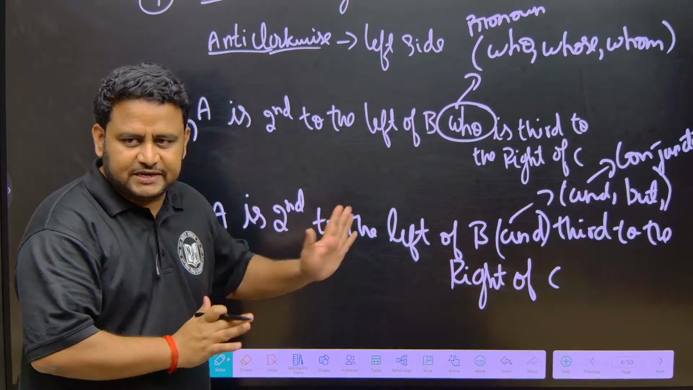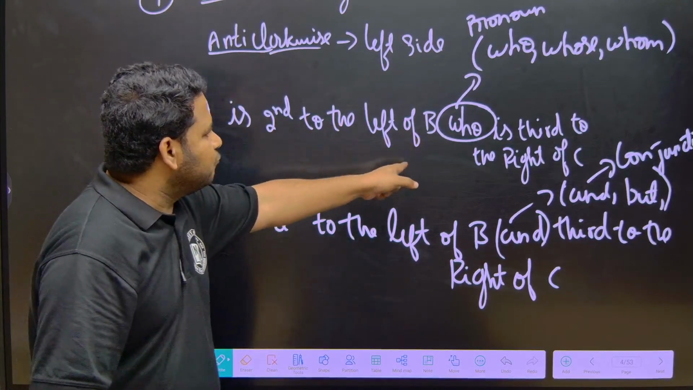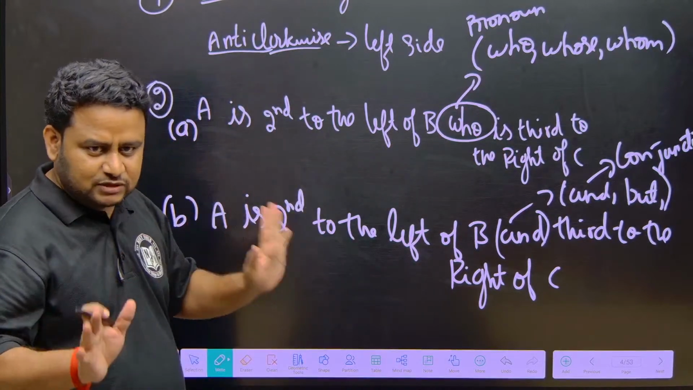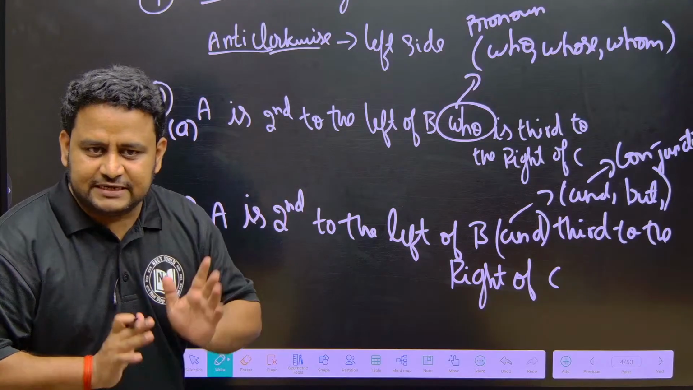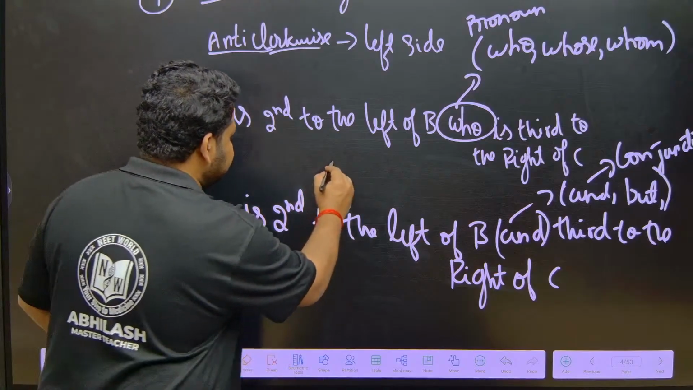So, what is the meaning of this? You have to understand. First thing is what? A is second to the left of B, who is third to the right of C. A is second to the left of B. First, let us write A is second to the left of B. That means first what should I fix, A or B? B I should fix. First I should fix B.